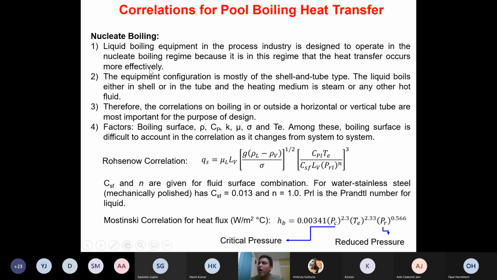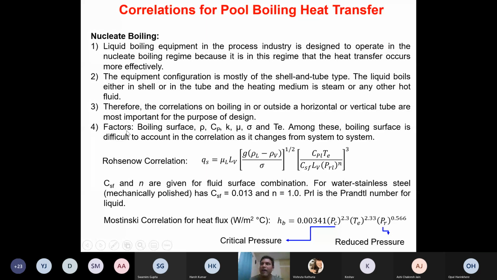Why are we saying effectively? Because you can have a higher value of heat transfer coefficient in film boiling, but then the amount of superheat required for that is going to be very, very high, isn't it? So clearly the most effective heat transfer takes place only in the nucleate boiling regime. The equipment configuration is mostly of the shell and tube type. The liquid boils either in shell or tube, and the heating medium is either steam or any other hot fluid. Therefore, the correlations on boiling in or outside a horizontal or vertical tube are most important for the purpose of design.